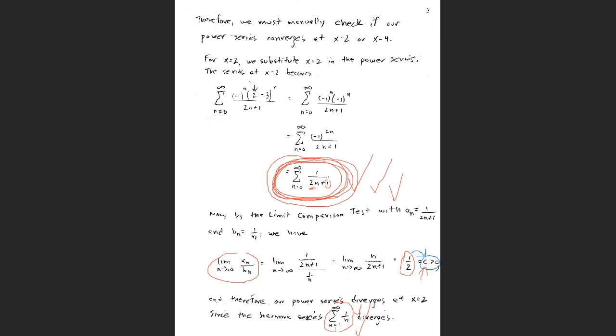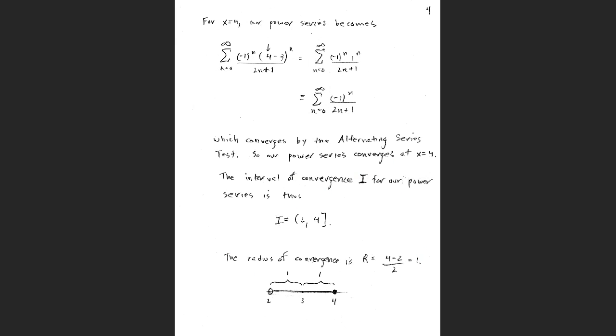Okay, so now let's try x equals -2. Or x equals 4, sorry. X equals 4 was the other value, right? We're going to put 4 into the series, as we do here. We let x equals 4 right here. And the series is going to become the sum from n equals 0 to infinity of (-1)^n over 2n plus 1. That converges by the alternating series test.